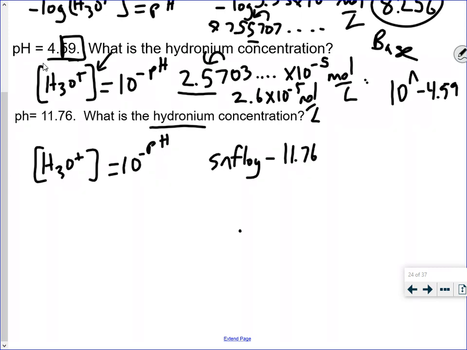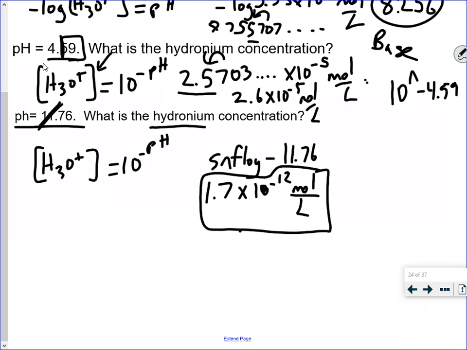Okay. All right, now I'll just round this in one go. How many sig figs do I have here? This is pH, so the first digits don't count. I have to round this to 2 digits. So I get 1.7 times 10 to the minus 12 moles per liter.